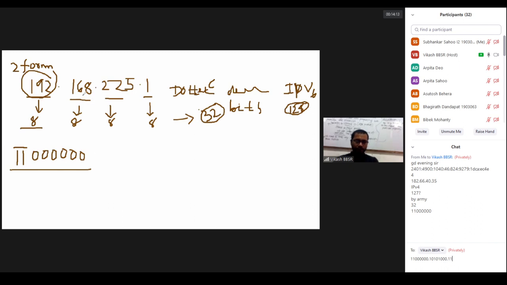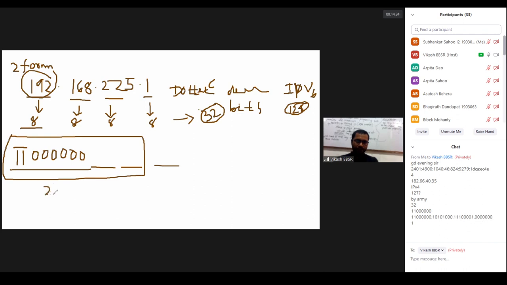If you convert 168, then you will write it here. Again it will be written here, again here. So mark here. In the case of class C, how many bits is this? 24 bits. Remember, this is 24 bits.